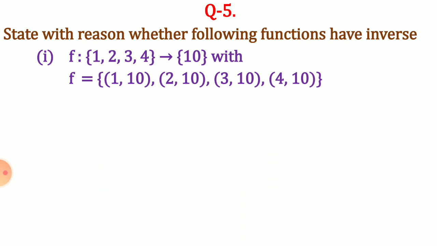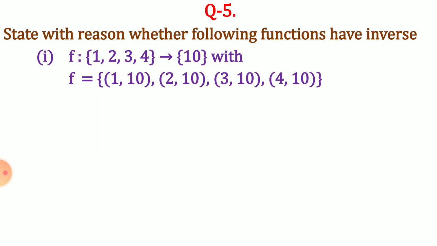Here the domain of f is {1, 2, 3, 4} and the codomain is {10}. Now, first of all, what is an inverse function? If f is one-one and onto, then f inverse exists. So first of all, check whether it is a one-one function.